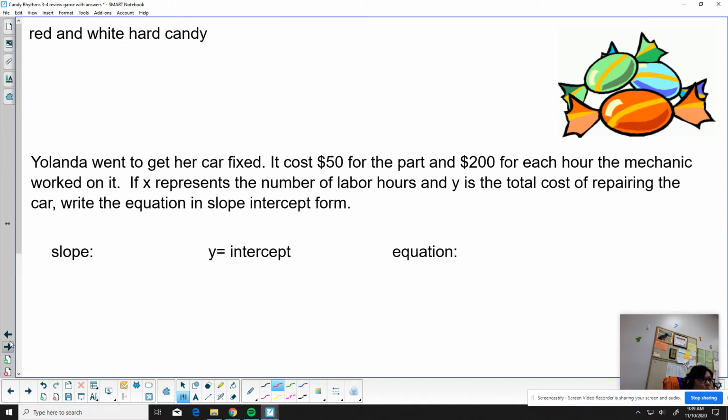Okay, Yolanda went to get her car fixed. It cost $50 for the part and $200 for each hour. See the word each? For each hour that the mechanic worked on it. If x represents the number of labor hours and y is the total cost of repairing the car, write the equation. So the slope here tells me that it's 200. And the y-intercept is 50 because the y-intercept is the starting point. So the starting point she has to pay is the $50 for the part. And then for however long it takes them to fix it, it costs more and more and more. So my equation then would be y equals 200x plus 50.